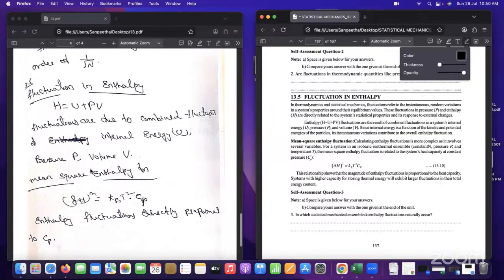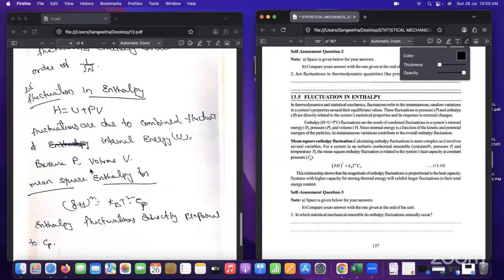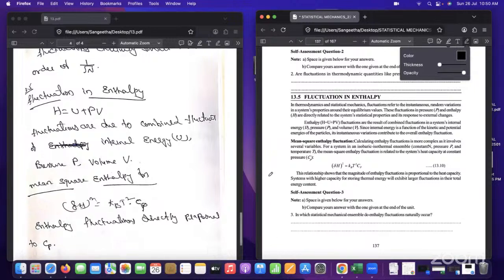Next, fluctuations in enthalpy. What is the enthalpy equation? Enthalpy H is equal to U plus PV, where U is internal energy, P is pressure, and V is volume. So a small variation is taking place across the enthalpy.